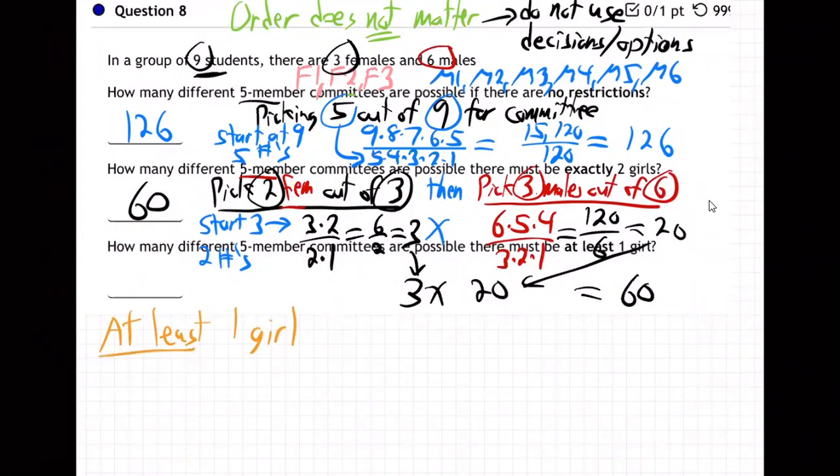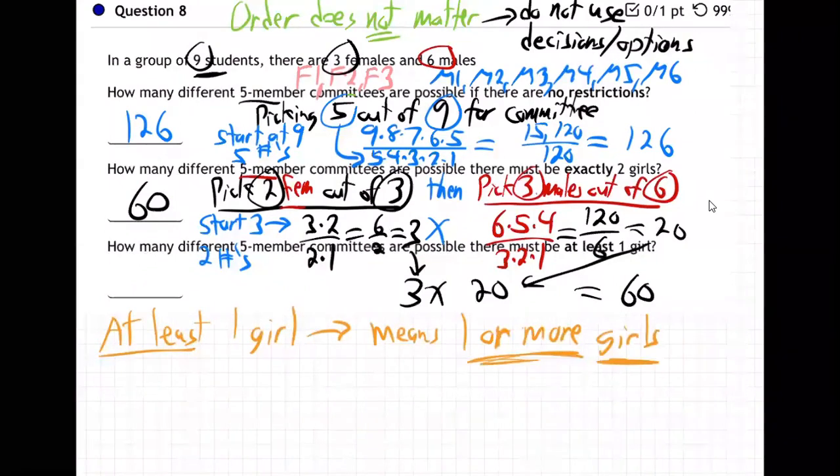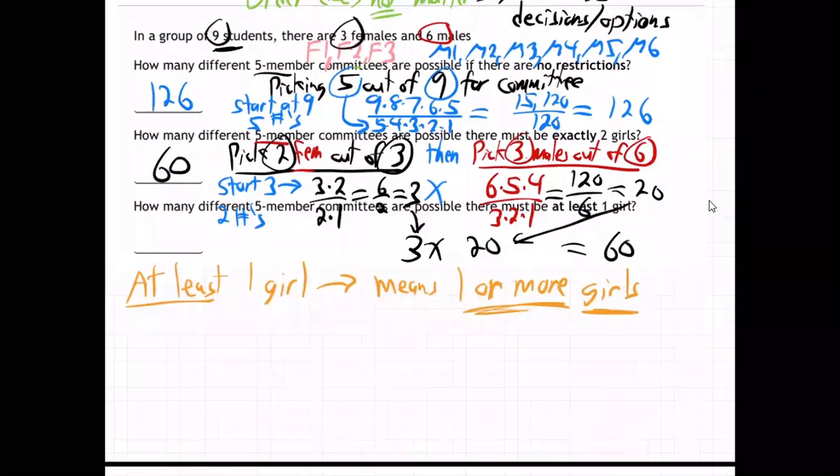Whenever they do at least, what does at least 1 girl mean? It means 1 or more girls. That's what it means. It means 1 or more, at least, at the lowest, at the least 1, means 1 or more girls, 1 or more.